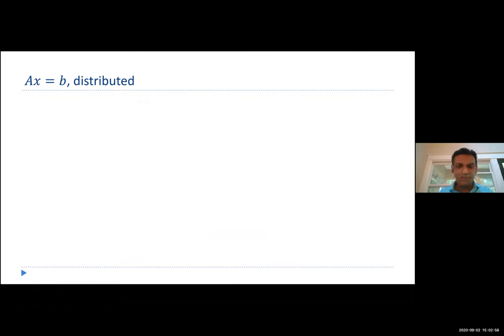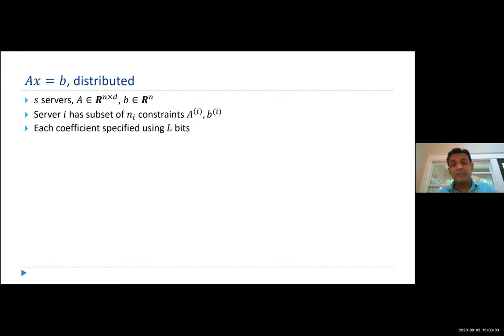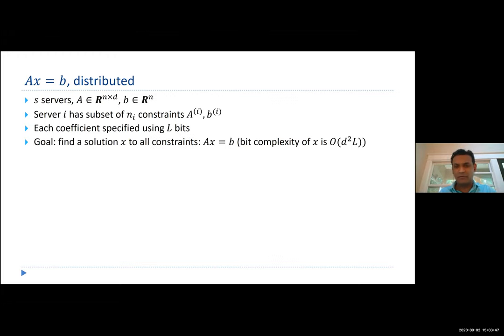We've all solved them many times, with the adjective distributed. Okay, so I think you can predict what the problem is going to be. We have s servers. The input to the problem is a matrix A, a tall matrix, n rows, d columns, and a vector b, with as many entries as the number of rows. And each server has a subset of the constraints, an arbitrary subset. It's been arbitrarily partitioned. And so server i has the subset A^(i), b^(i) of n_i constraints. The n_i's add up to n. Now each coefficient of the A's and the b's is specified using capital L bits, or you can think of it as integers between -2^L and 2^L, just L plus 1 bits. Okay. And the goal is to solve Ax = b or declare infeasible.